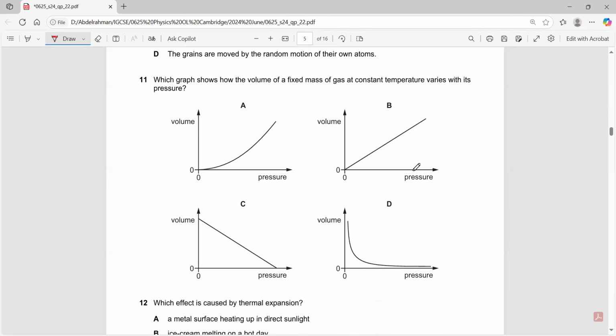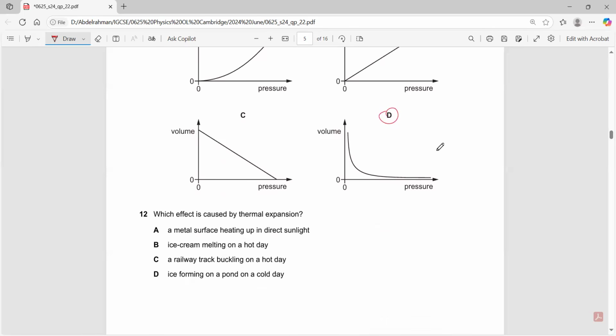Which graph shows how the volume of a fixed mass at a constant temperature varies with the pressure? So the volume and the pressure have an inversely proportional relationship. Inversely proportional, so it is D. It does not touch either axis.